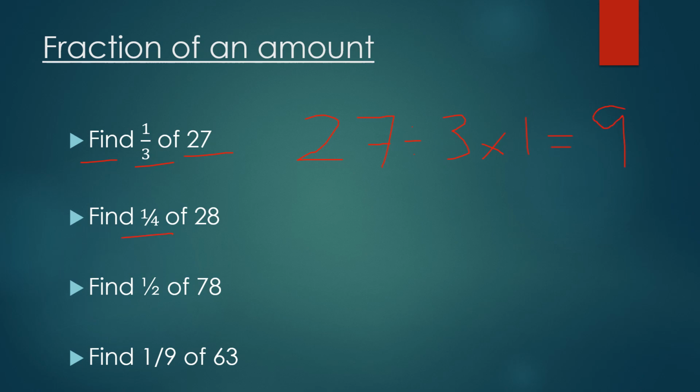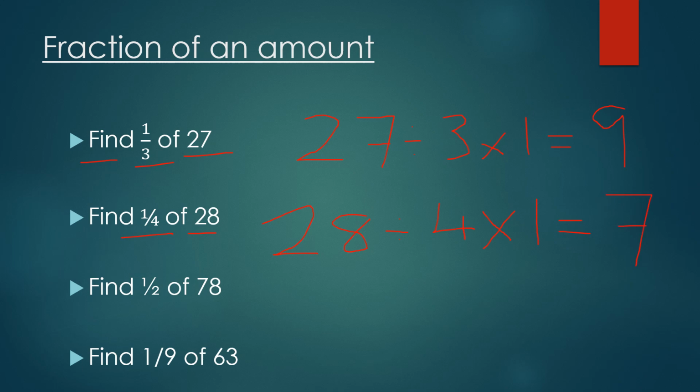Next one, find a quarter of 28. So we do 28 divided by 4 and then times it by 1. So we divide by the bottom and then times by the top. 28 divided by 4, so half it and then half it again. Half of 28 will be 14 and then half of it will be 7. 7 times 1 will be 7.